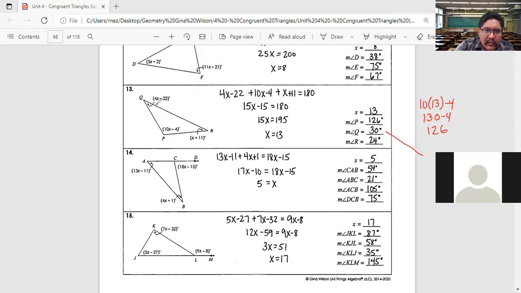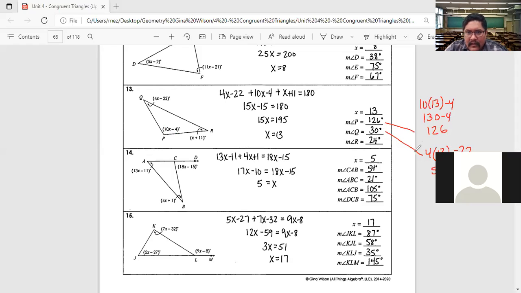For the next one, they'd use q, which here we have 4x, but we know x is 13. And that would be 52 minus 22. That'd be 30 degrees, and that's where they got this one from. And then R is 24 because 11 plus 13, easily enough, that would just be 24. So that's where they got 24 here.